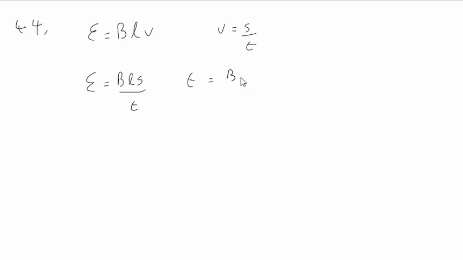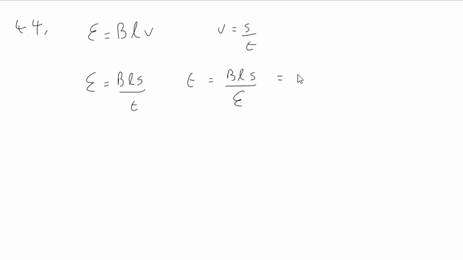In 4.4 we have a diagram of a square coil moving into a magnetic field, where we're to calculate the time taken to move the coil from G to H. Well, for this we can use that EMF is equal to magnetic flux density B times the length L times the speed V, and V is S over T, so you can write EMF is equal to BLS over T, or T is equal to BLS over the EMF E.